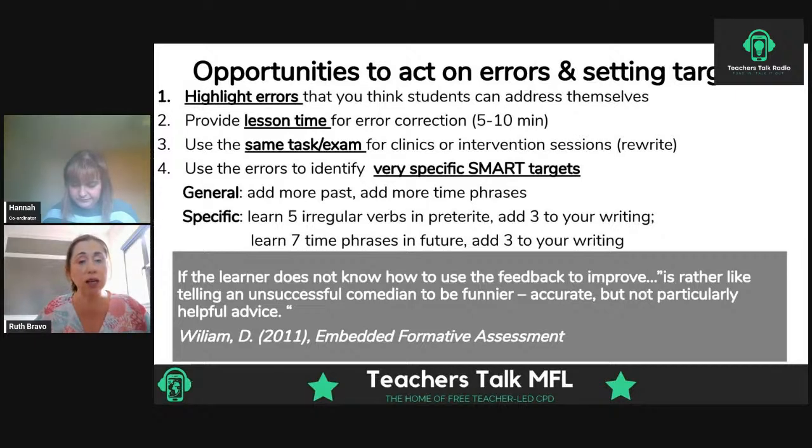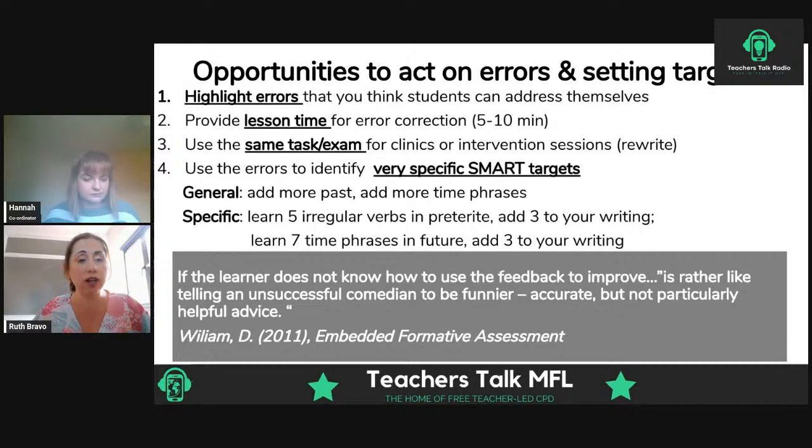We tend to use the same task or exam for clinics. So they rewrite different parts of it, different sections of it. There's no point in reinventing the wheel. We just keep working on the piece that you have to improve. And the errors need to become your signpost to identify very specific SMART targets.